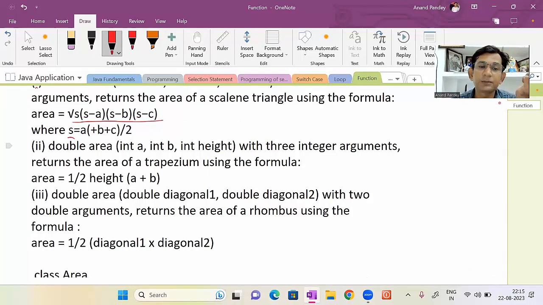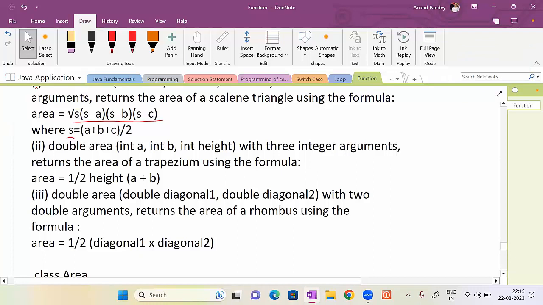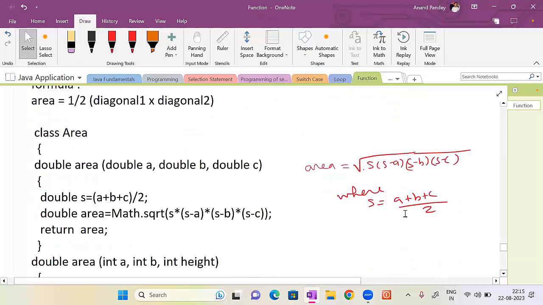And here, where S is what? A plus B plus C by 2. This is mistyped. It should be like this, A plus B plus C by 2. Okay. So this formula is given here. So that formula we are writing. Simply the three sides of the triangle are A, B and C, that we are using here. S equal to A plus B plus C by 2. That is the semi-perimeter. We have to calculate the value of semi-perimeter first, because in this formula we require that S. S is for semi-perimeter, you know, in maths.